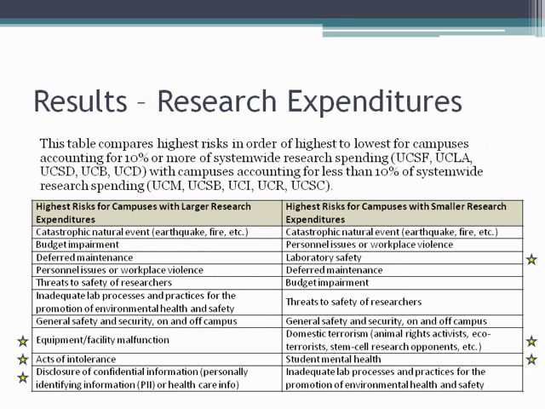So both campuses that have large research expenditures and relatively smaller research expenditures all agreed that catastrophic natural event, budget impairment, deferred maintenance, personnel issues, threats to the safety of researchers, inadequate lab practices for the promotion of environmental health and safety, and the general safety and security of both on and off campus were common across the entire system. The things that were slightly different were the campuses that have larger research expenditures also included equipment or facility malfunction, acts of intolerance, or disclosure of confidential information in their top risks. In terms of the campuses with smaller research expenditures, they identified laboratory safety, domestic terrorism, and student mental health in their top risks. And that makes sense, right? That seems to be in line with what we would anticipate with those different types of campuses.